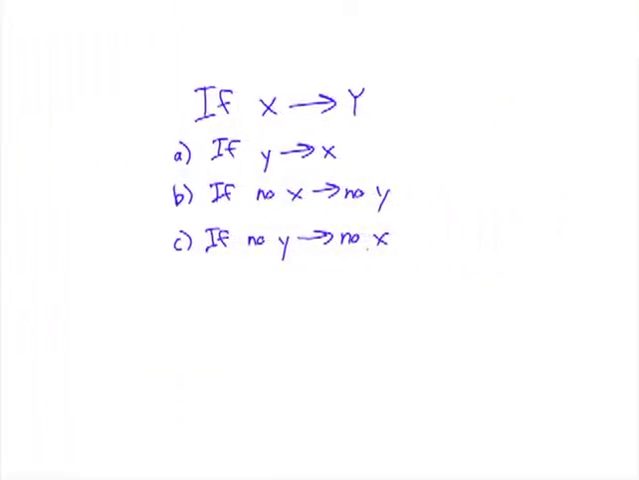It turns out that the only deduction that can be made from this if-then statement is C, if no Y, then no X. A and B are not legitimate deductions. C is going to be known as the contrapositive. We'll come back to that in just a minute. But you might be wondering, well, why is that? How is C a deduction and A and B not? Well, let's talk about a little bit more practical formal logic, and you'll be able to see why the contrapositive is the only deduction that can be made from a conditional statement.